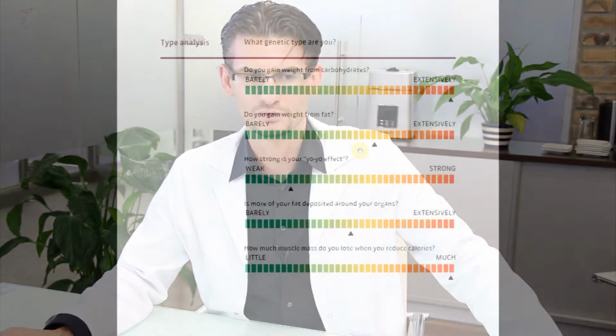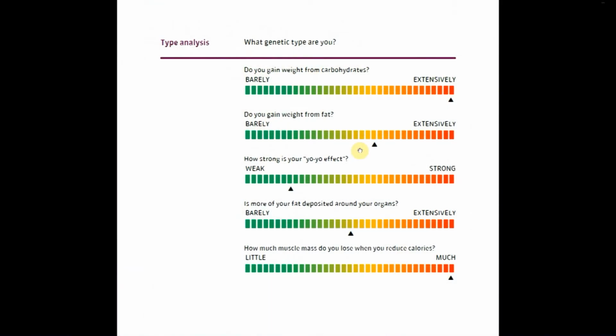All right, the next question. Is more of your fat deposited around your organs? Now, fat in obese people can be located in different positions, for example, around the hips, which is more common in women, or also around the organs. So it's actually on the inside of the belly, around the organs. And the problem with this fat around the organs is that it is metabolically active, which means it's more unhealthy for you than fat around your hips.